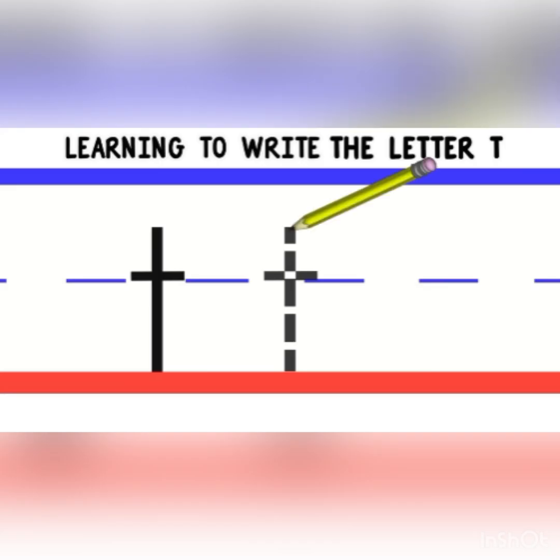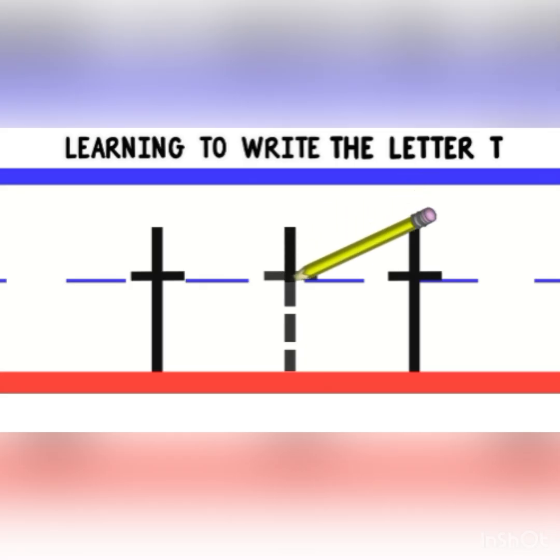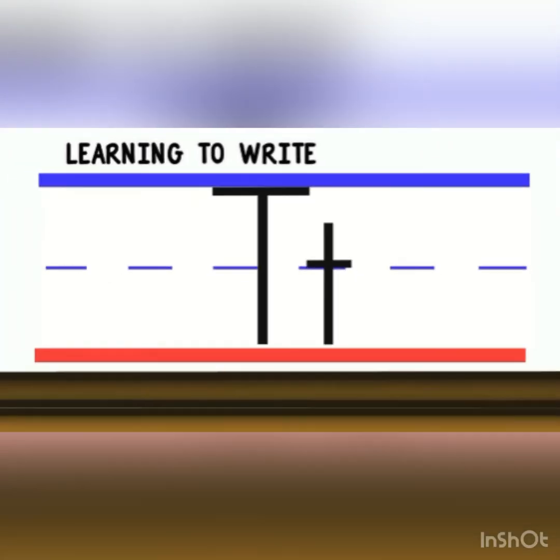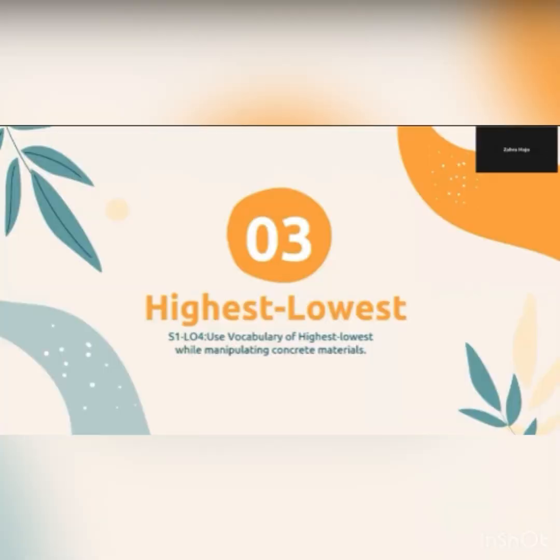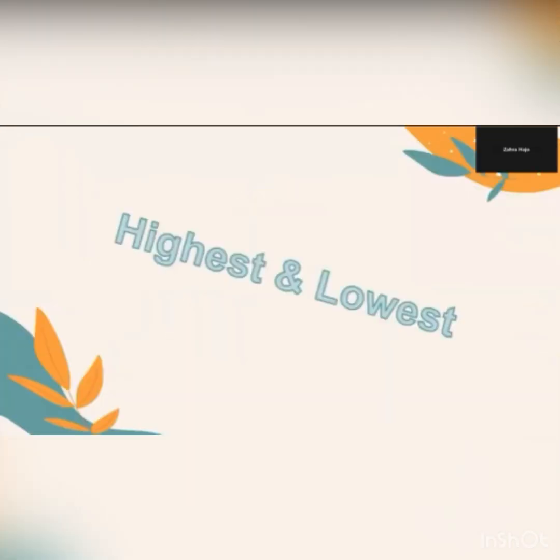We'll start at the top and do a straight line down. Then we'll go to the middle and do a line across the center. Good job! Now you try. Good job! Now you know how to write the letter T. And now it's sensory time. It's about the terms highest and lowest. Highest and lowest. Are you ready?